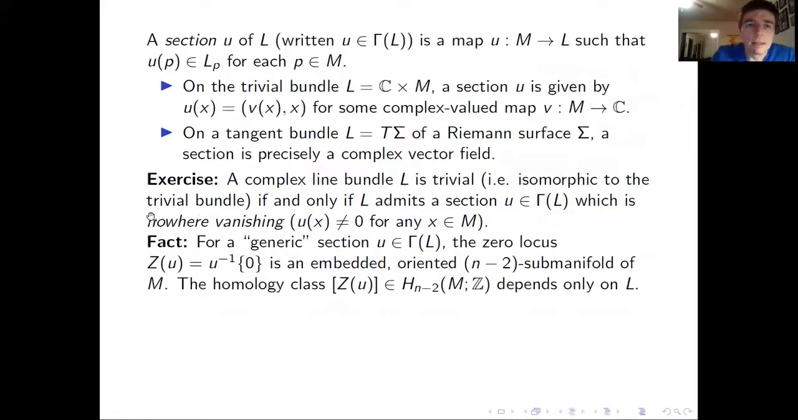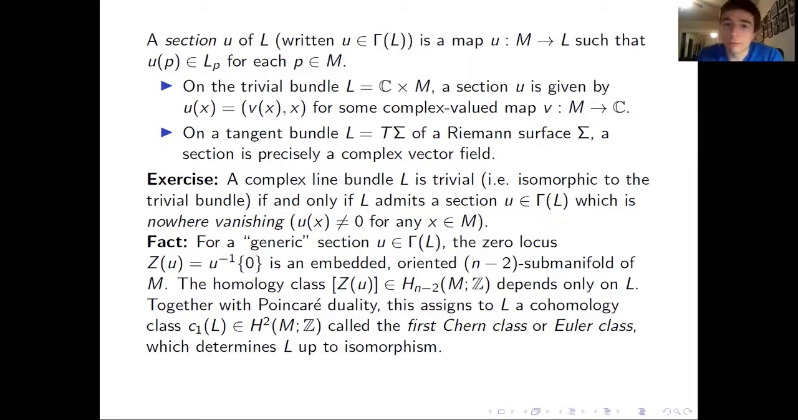A fact is that for a generic section u in Γ(L), the zero locus, Z(u), so all the points in M at which u vanishes, is an embedded oriented (n-2)-submanifold of M. And a deep fact is that the homology class of that submanifold Z(u) in H_{n-2} depends only on the line bundle L. Okay, so you choose a generic section, you look at the points where it vanishes, and look at the homology class of that (n-2)-submanifold. That homology class is only depending on L.